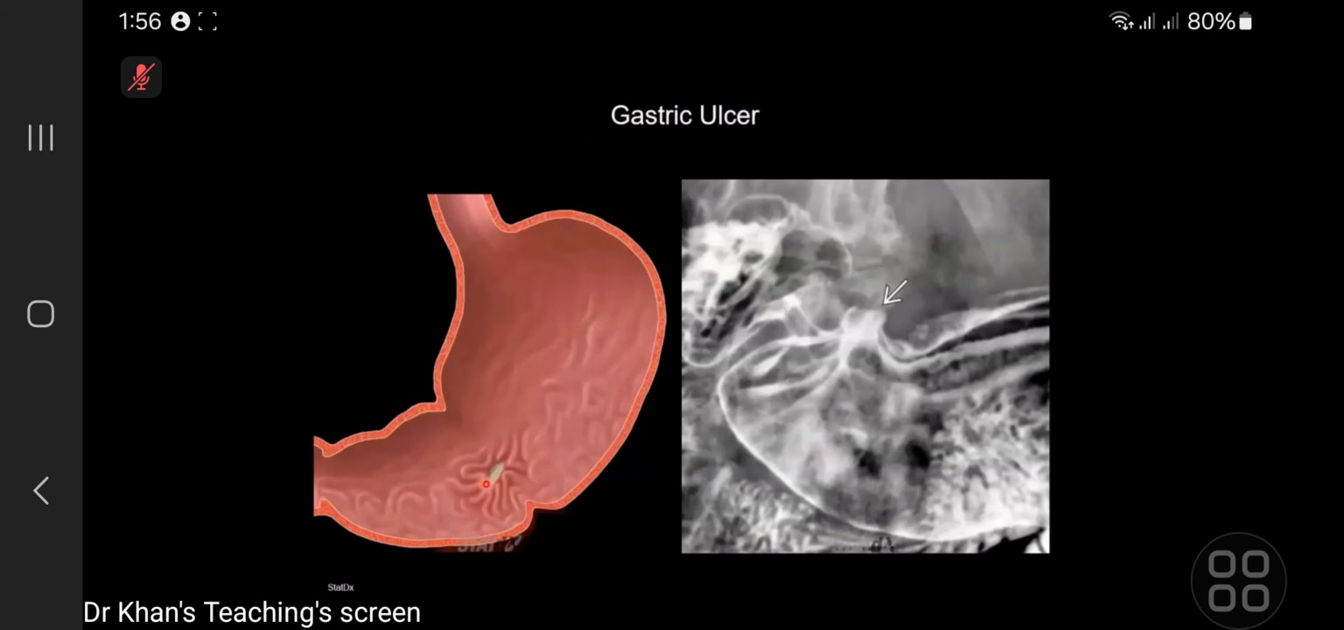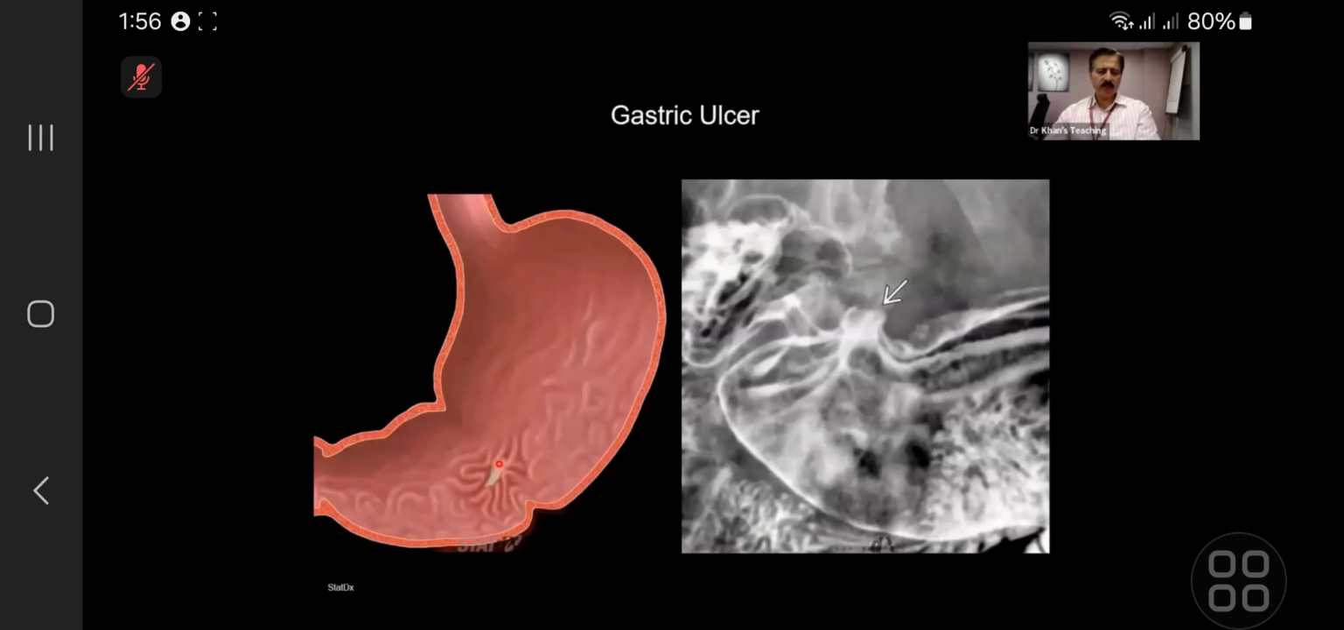So this is what happens when there is ulceration. The rugae project towards it, and projecting ulcers, because they are intramural, project outwards in a profile film. They will project outside the contour of the lumen.